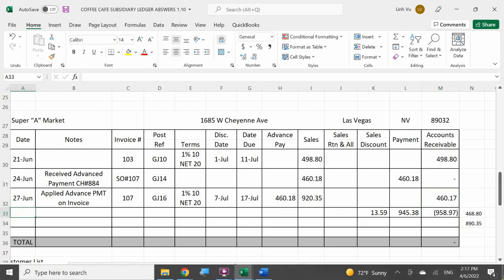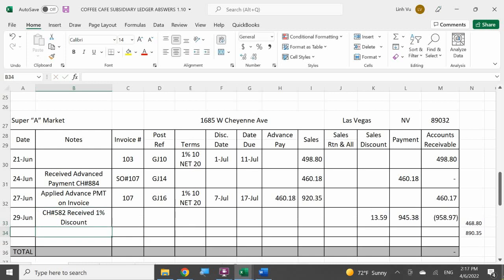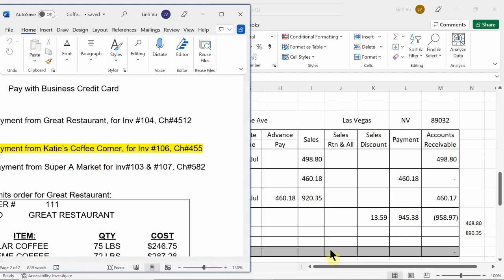So let's go ahead and finish up our subsidiary ledger since we're in the middle of it. It is $629. We received check number 582 and received the 1% discount for invoice number 103 and 107. All right, so I'm actually going to stop here real quick.